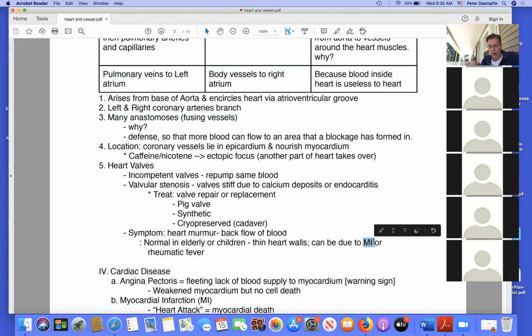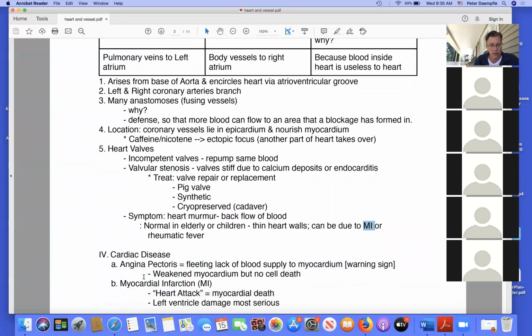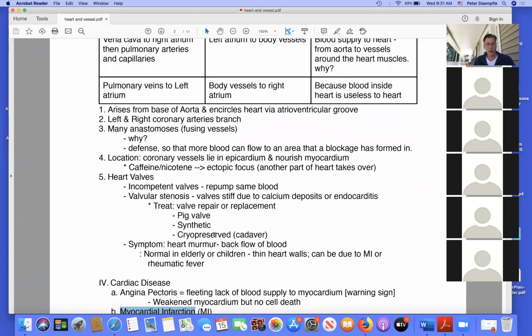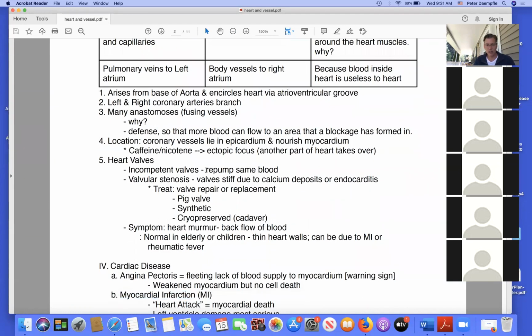MI stands for heart attack. You can write that down. Myocardial infarction. I should write that. I think I'm going to have that written down right here. That's a heart attack. I'm just giving you a couple of the diseases. So heart attack, myocardial infarction, that's a clogging and a blockage of a coronary artery, which we talked about with the coronary circuit. An incompetent valve is basically a leaking valve, repumping the same blood, weakens the heart over time, can lead to heart failure.